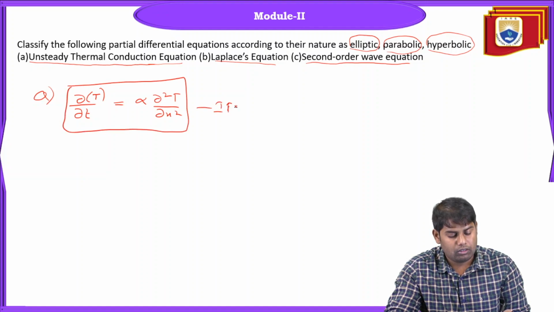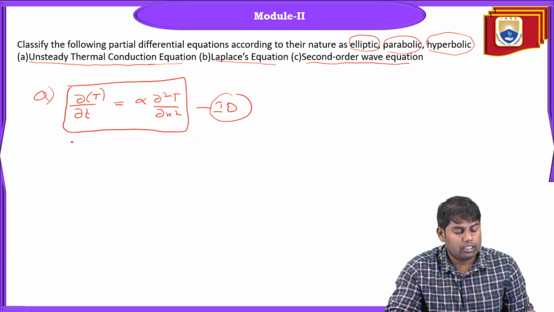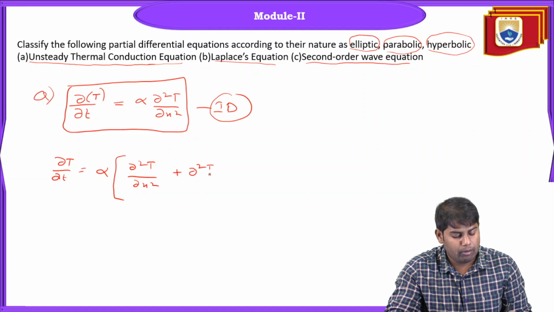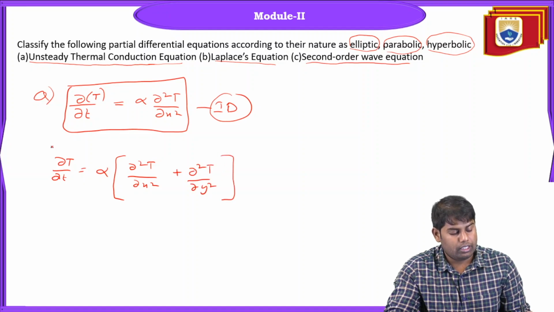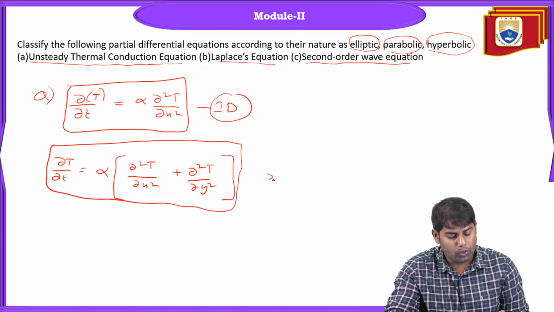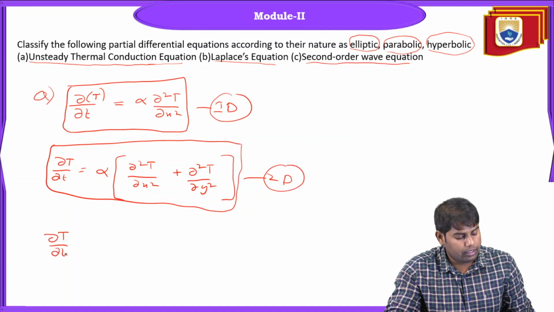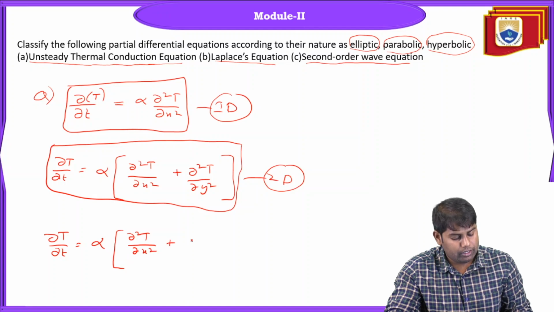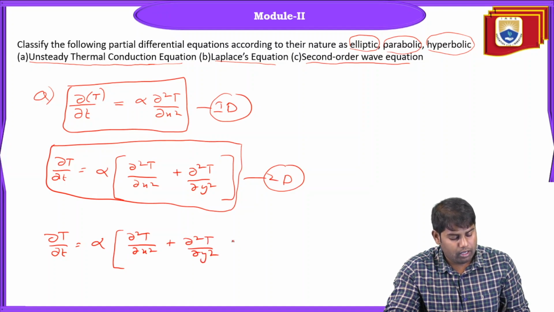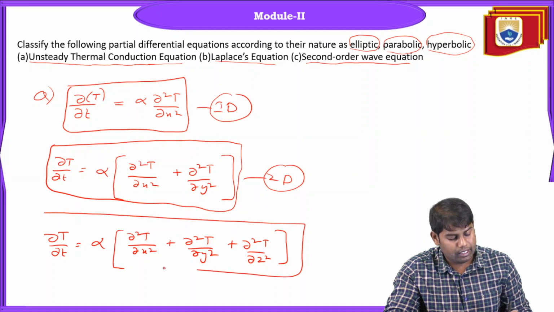If you see it as 2D, ∂T/∂t equals alpha into ∂²T/∂x² plus ∂²T/∂y². When it is 3D, ∂T/∂t equals alpha into ∂²T/∂x² plus ∂²T/∂y² plus ∂²T/∂z². So this is basically 3D.